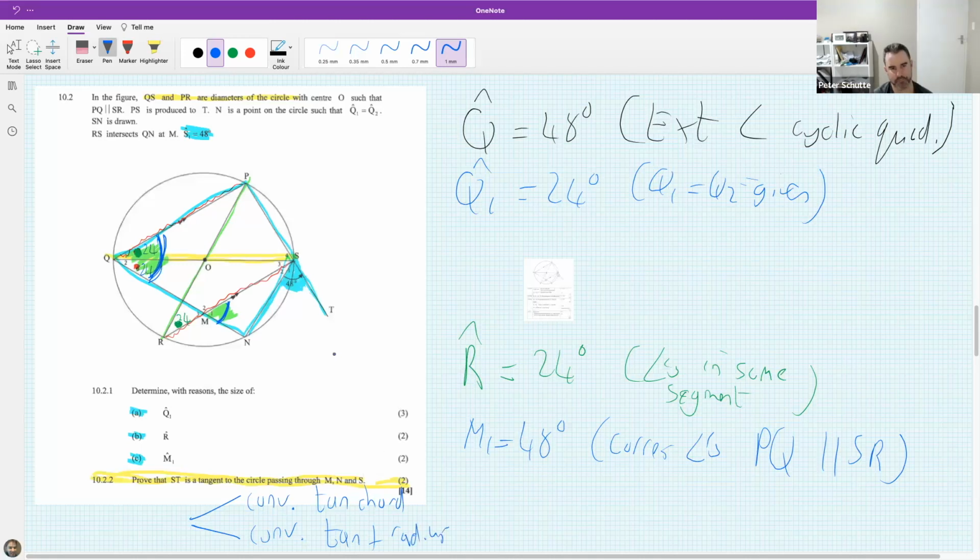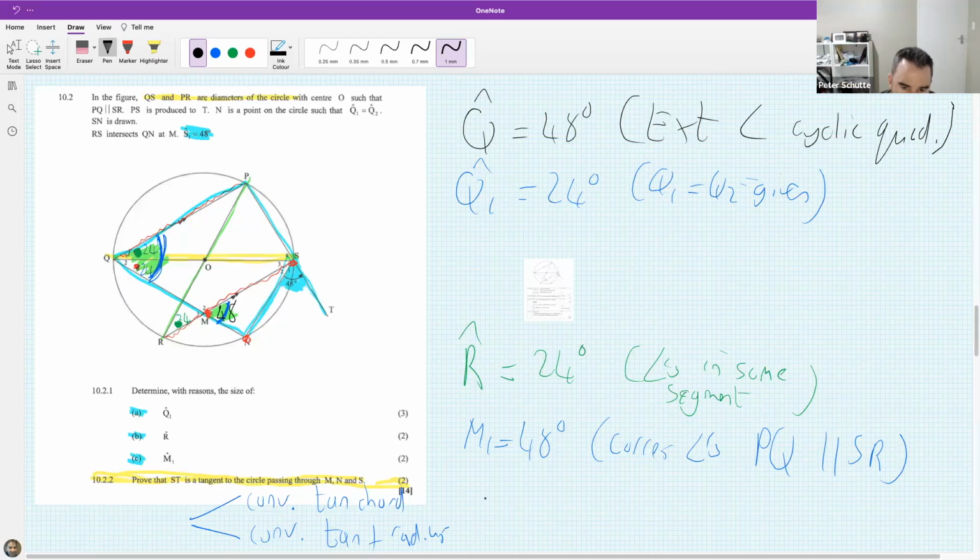I think that I need to look closer because it says M, N, and S. So where are M? Here is M. Here is N. Here is S. So I'm checking. Now I can see a big 48 here, and it's almost like this would be a chord. And I've just proved that that is 48. So that makes me think I should use the converse of the tan chord.